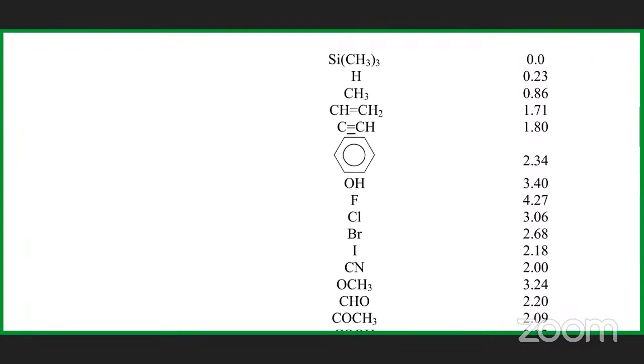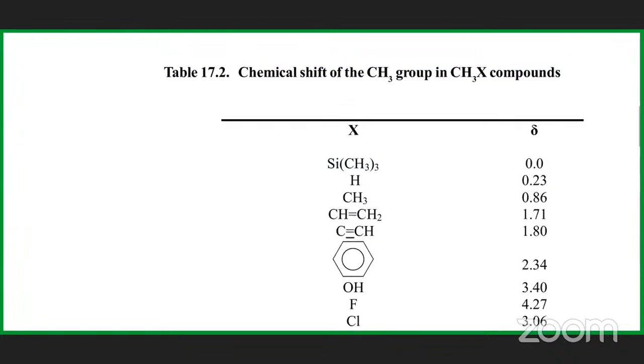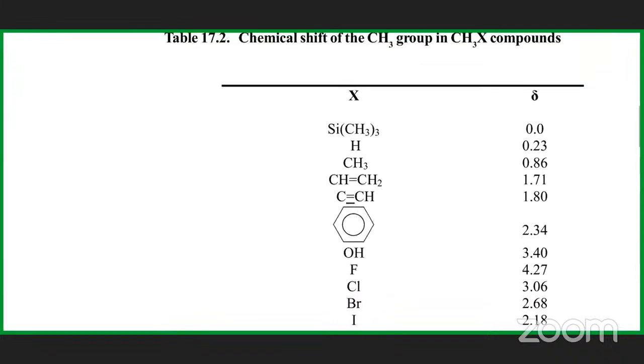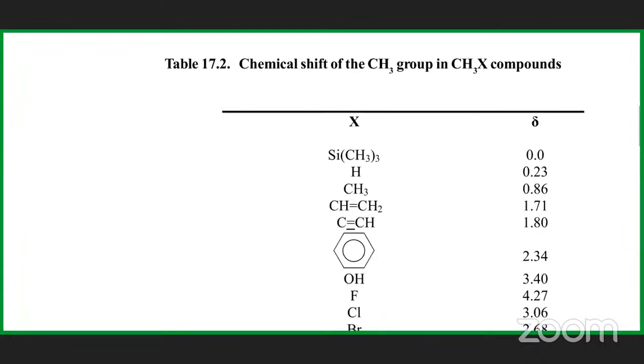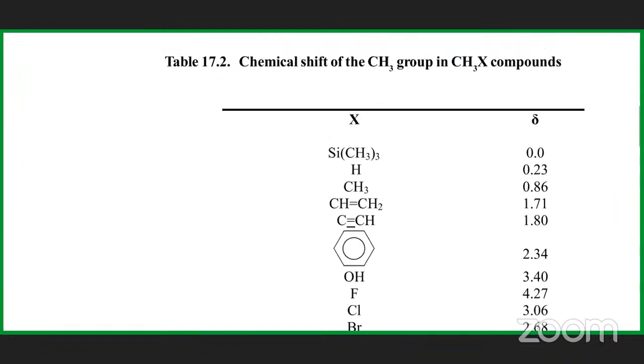And in the aromatic, okay, so in the aromatic benzene, right? That means attachment of benzene causes a change in the value, 2.3, right? So here you can see CH3X. For example, X is a benzene here. Then its value will be 2.34.